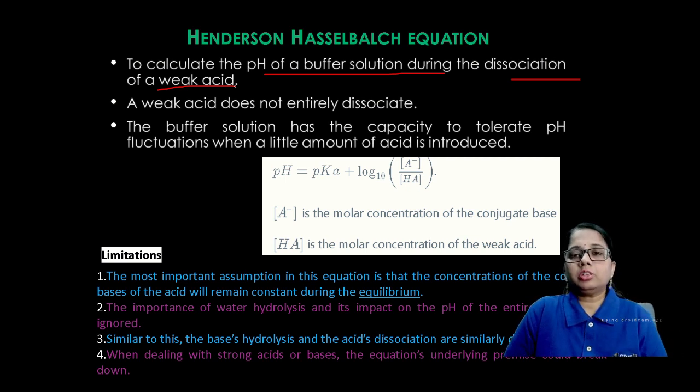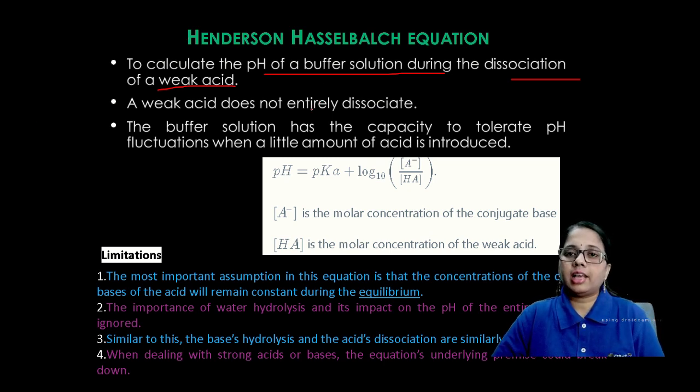But whenever you are going to see weak acids or weak bases, then the dissociation will be very less. So in those cases some problems are going to arise. In order to solve that, we are going to use different concepts. One of them is the Henderson-Hasselbalch equation.